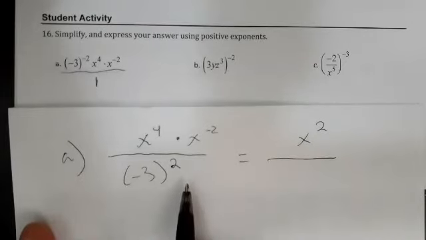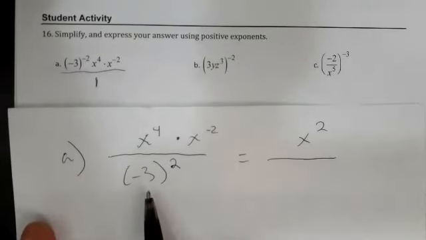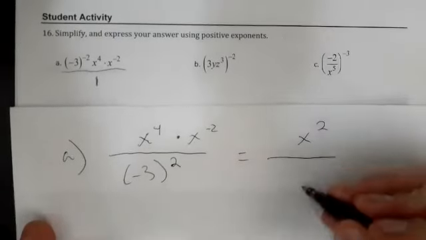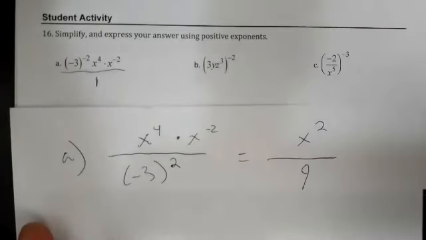So now this is maybe a little bit of a tricky guy, but the minus in here is in parentheses. It is getting squared. This should be the +9. All right.